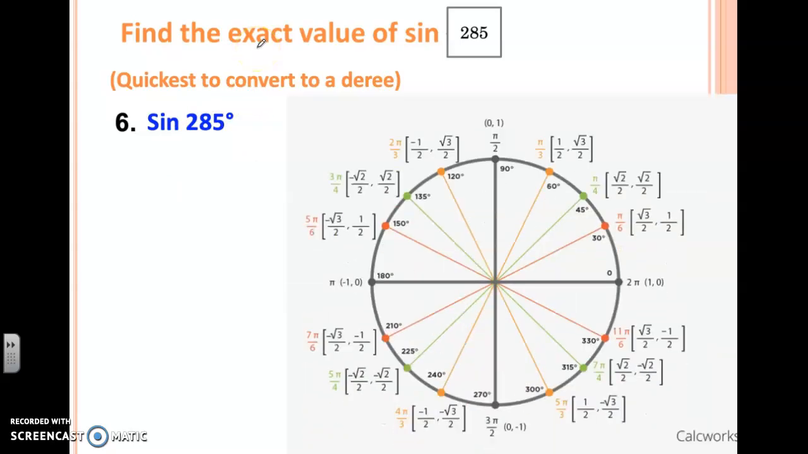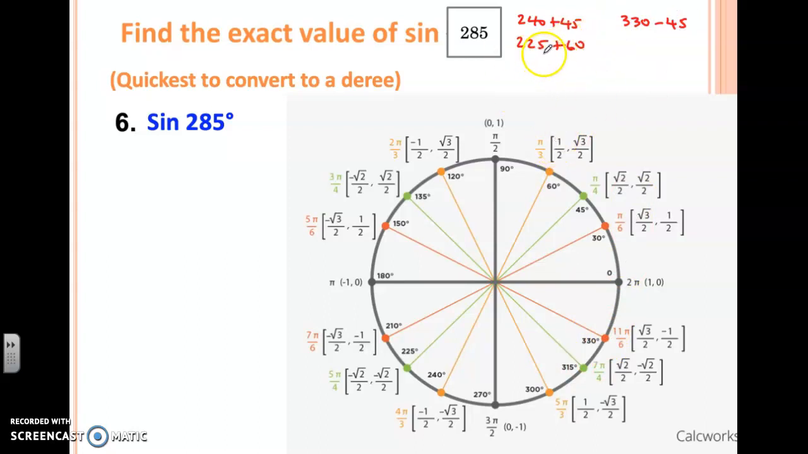Do we have 285 here? No, we don't have 285 as an angle, but we can make 285. We can make 285 out of, let's say, 240 plus 45. We can make 285 out of, let's say, 225 and 60. What about difference? We can make 285 out of, let's say, 330 minus 45. So we have different combinations.